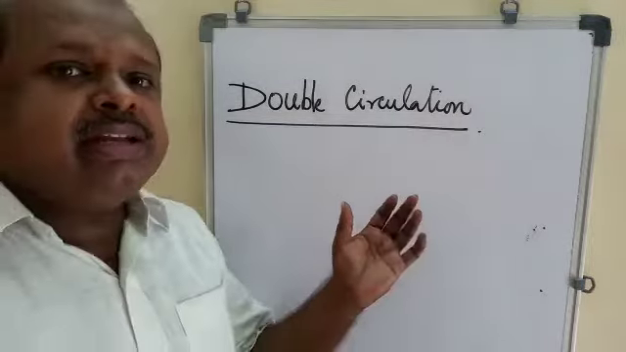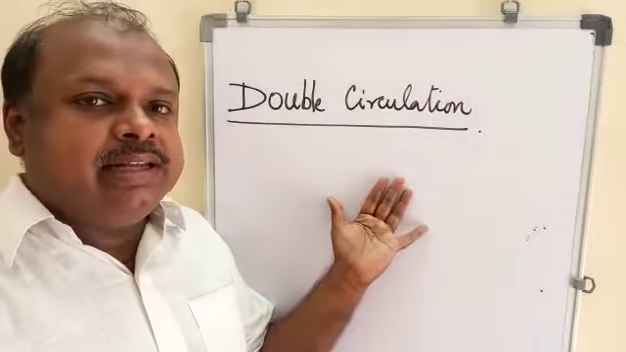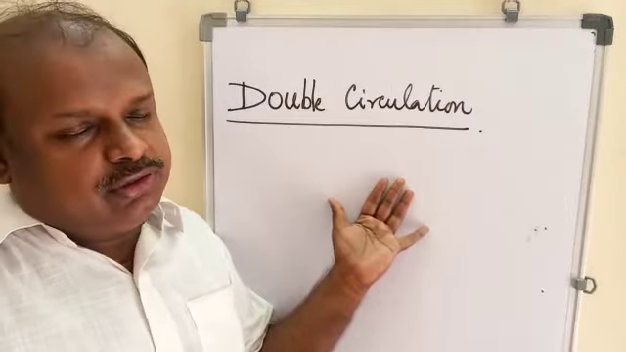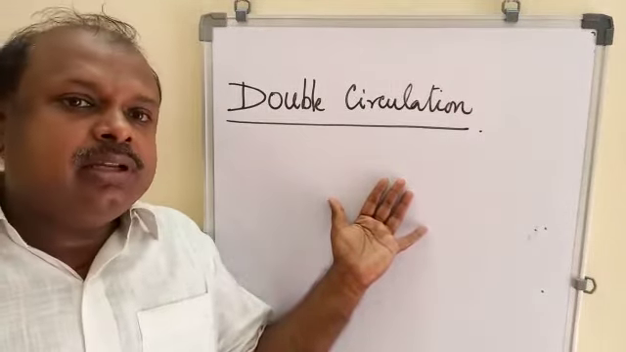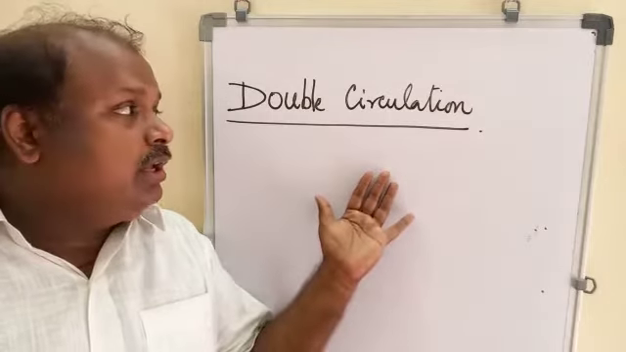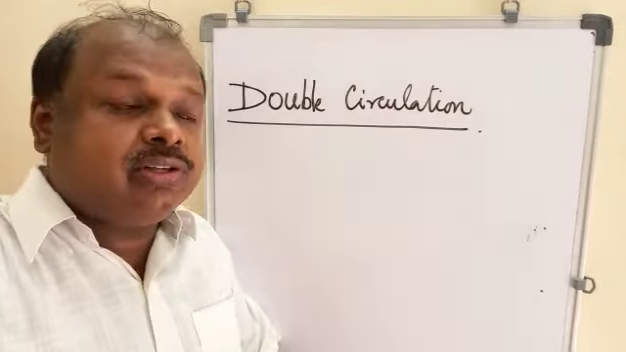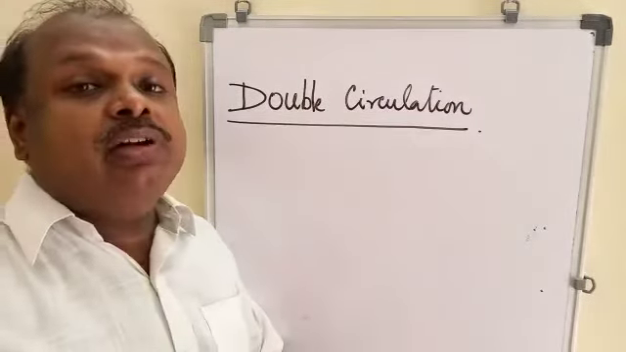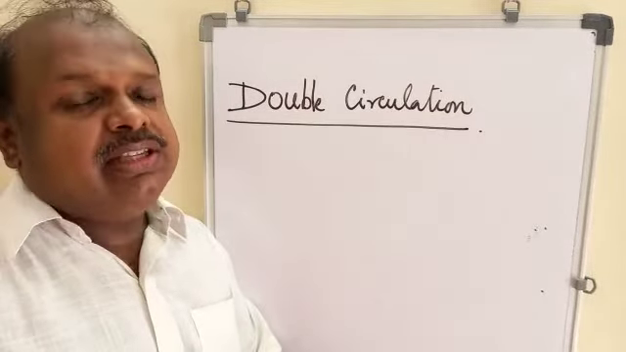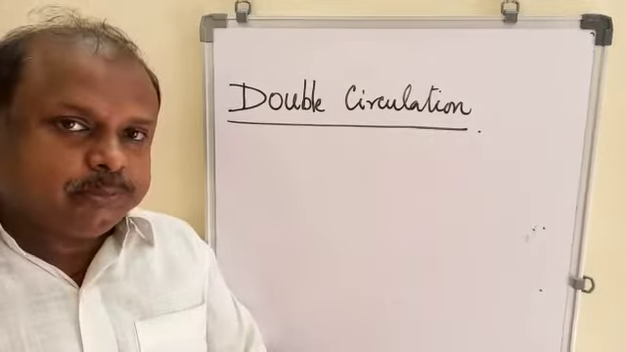Okay, the next heading that we are going to start today is double circulation. Double circulation. Why? Human blood circulation comes under the heading of double circulation. This we have to study today.